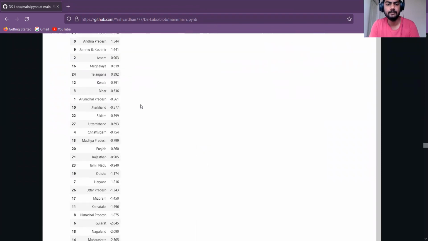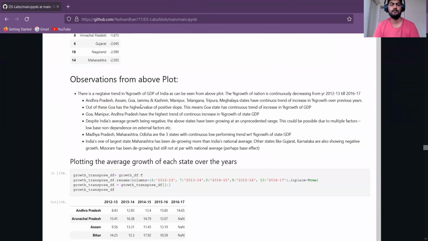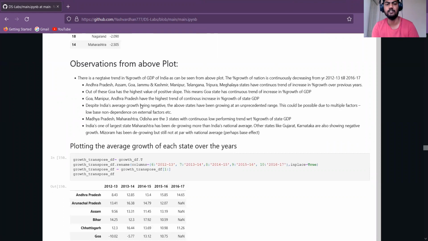In each of the states. So, what we observe from the above line plot and the bar plot is that there is a negative trend in the percentage growth of GDP of India, which can be seen from the above plot. We take the data of percentage for the year 2012 to 2013 till 2016 to 2017.